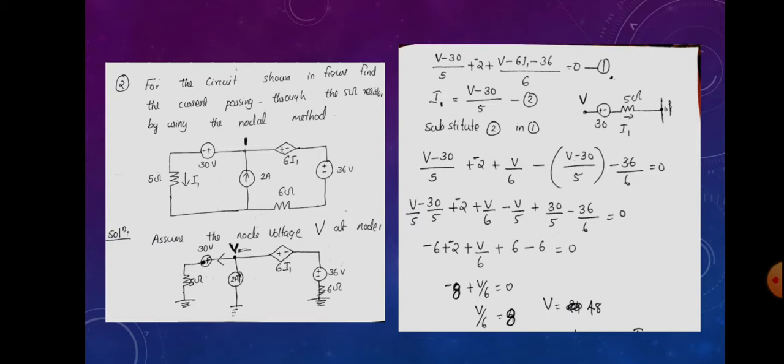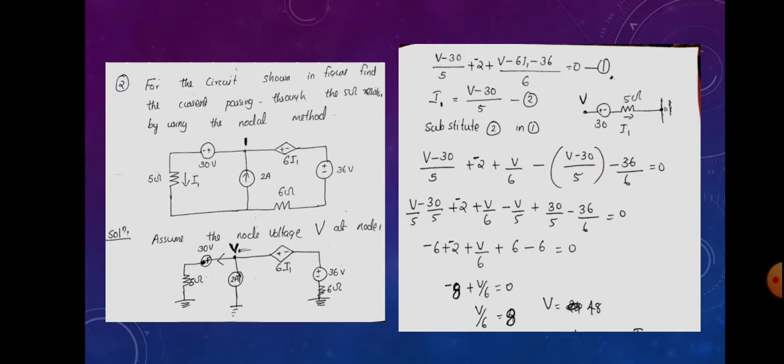Look at the circuit. In the circuit there is a 5 ohm resistor. Current I1 is marked, that means I1 is flowing through the 5 ohm resistor. There is a 30 volt battery and a 2 ampere current source, and there is another dependent source having value 6I1. The dependent source is a voltage source and its value is dependent upon the current value, that is 6I1, and there is a 6 ohm resistor and another 36 volt battery.